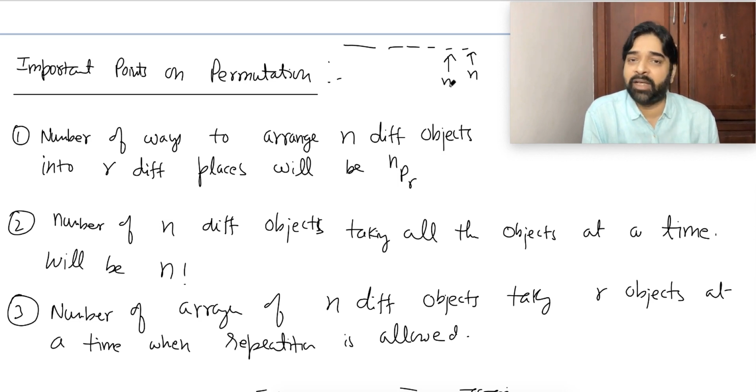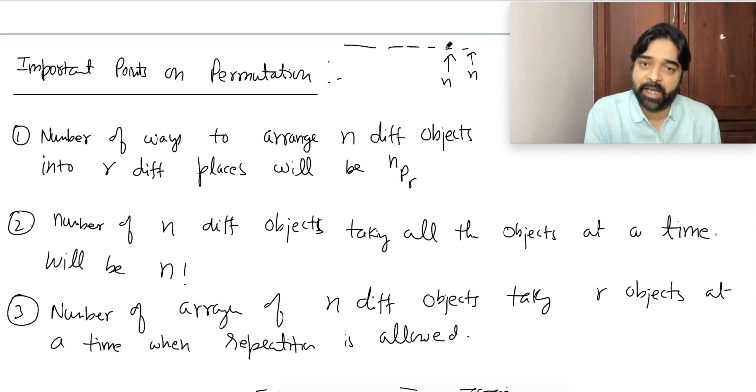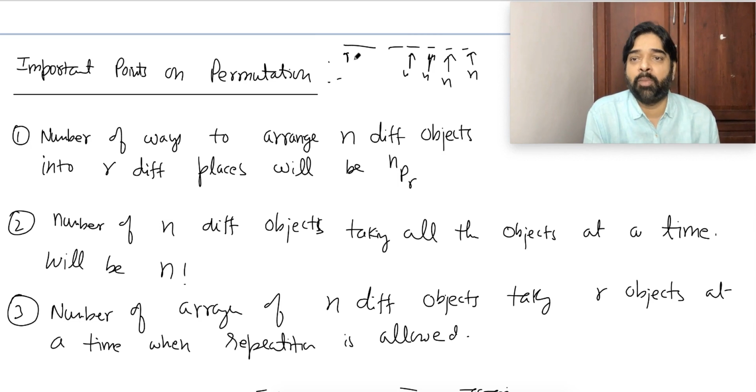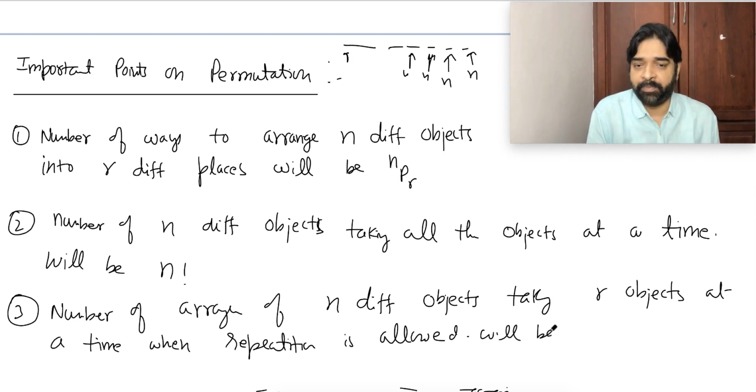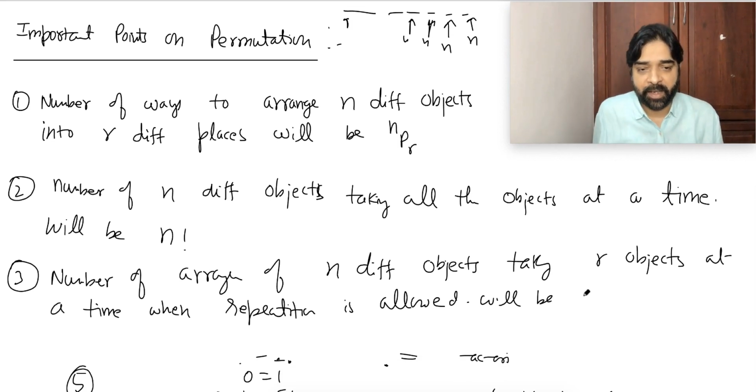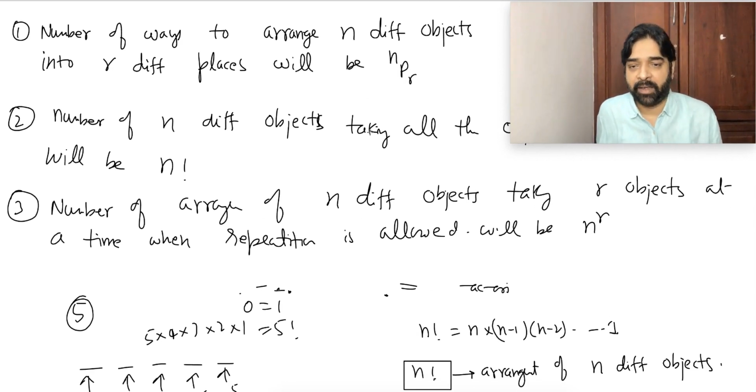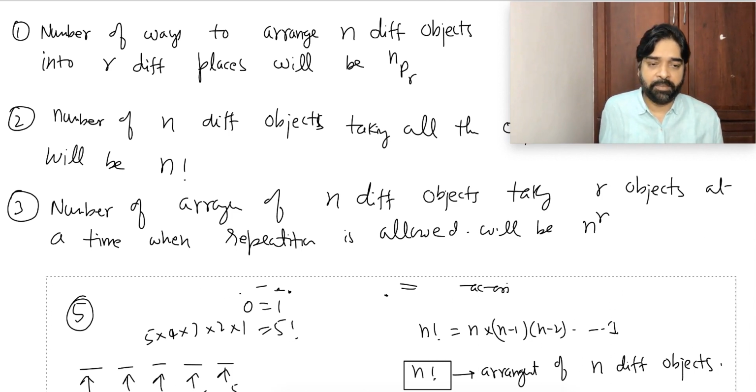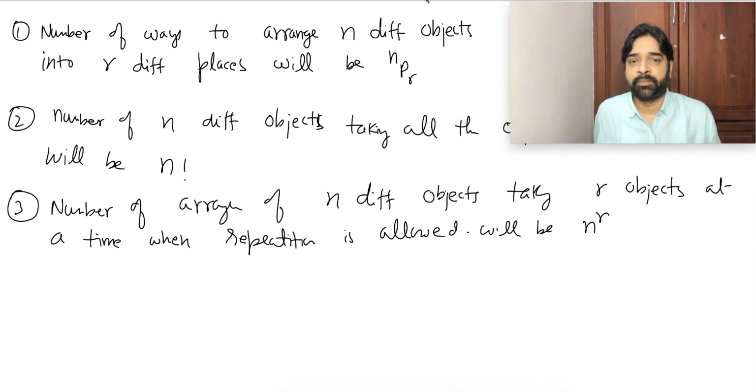again n ways, not n minus 1, because repetition is allowed. The same object which came here, the same thing can come here also. n ways, and so on. So n into n into n, how many times? r times. Am I right? The answer will be n power r. I'm sure it's clear to all of you. Am I right? n power r. Next one.